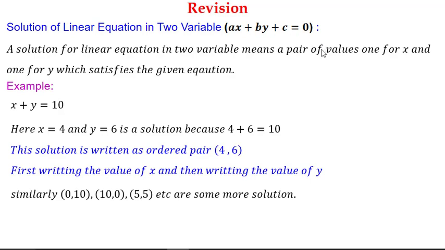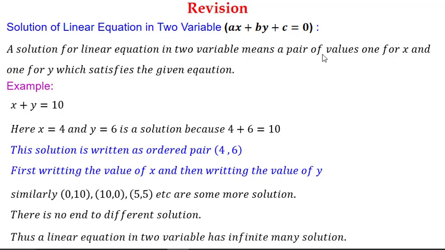So there are many more solutions like this. There is no end. So for a given linear equation in two variables, we have infinitely many solutions. I hope you understand what is a solution of a linear equation in two variables. This is only the value of x and y. It is the value of the variables which satisfies the given equation.